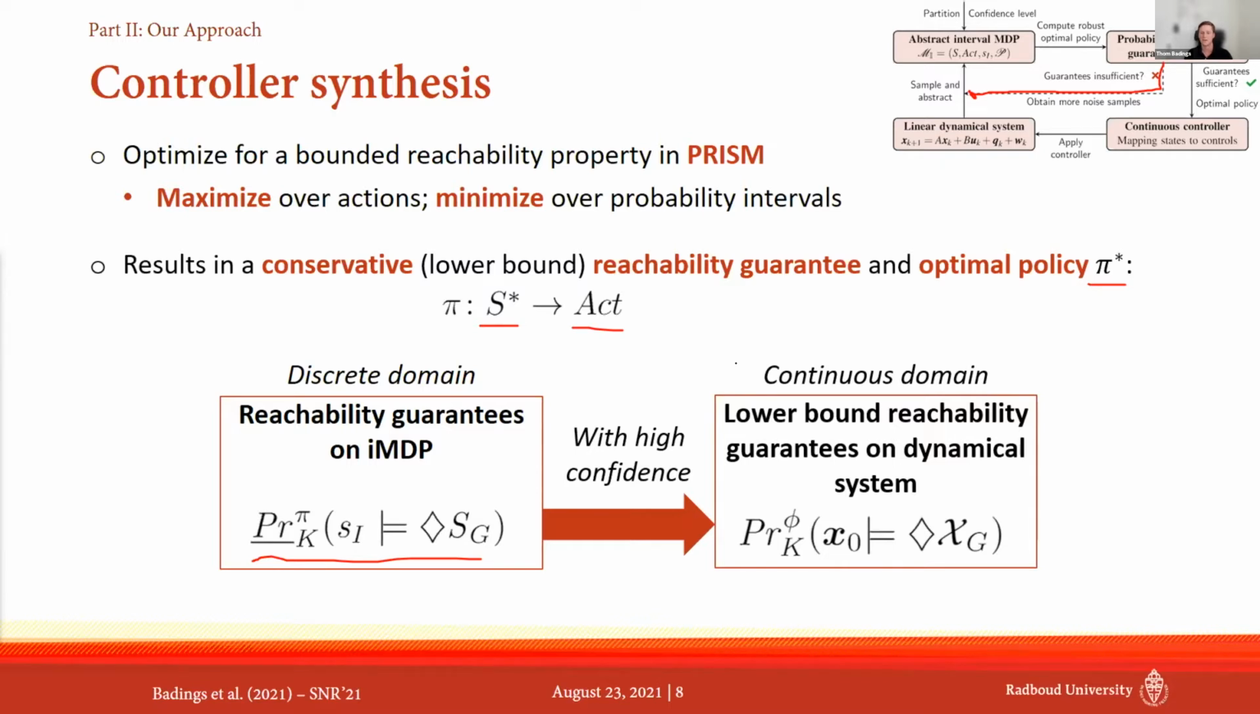And here the most important property, as I told before, is that with high confidence, the reachability guarantees that we obtain in the discrete domain actually carry over as lower bound guarantees on the dynamical system. And that's in the end what we need to solve our problem.